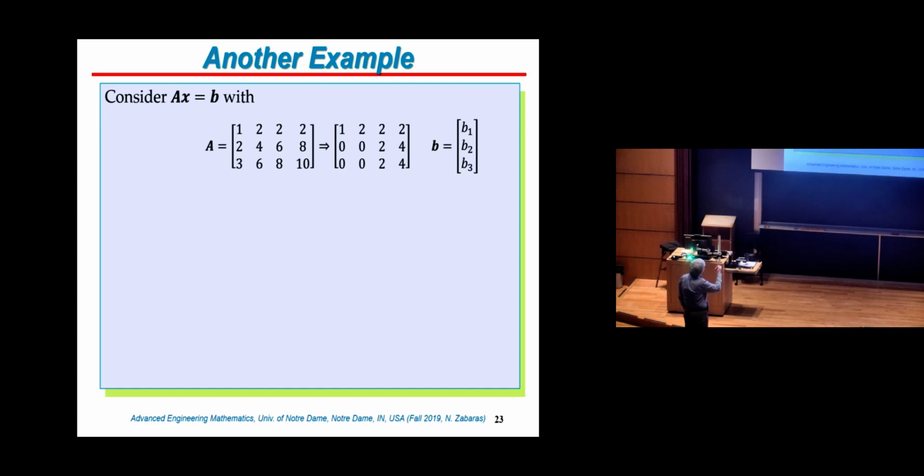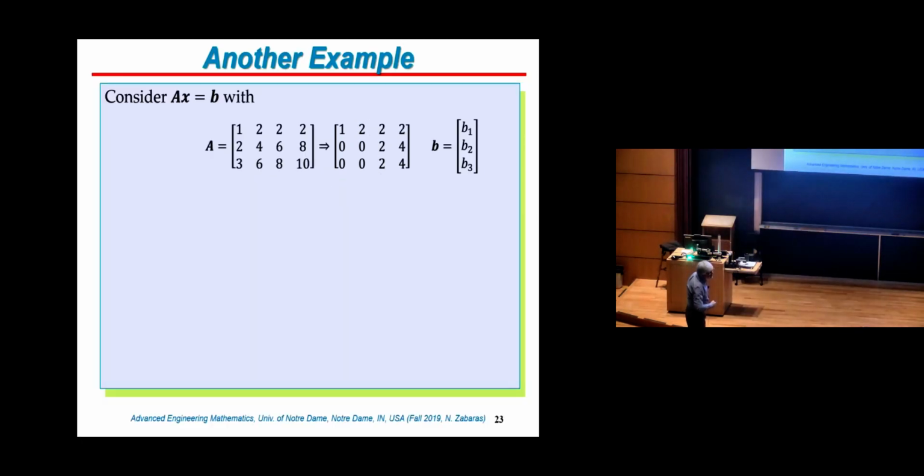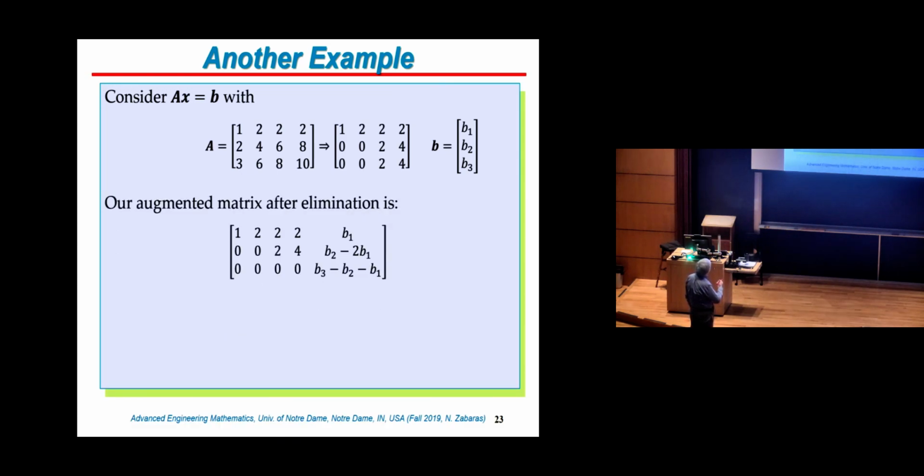So AX equal B, this is my A, all right, is 3 by 4, okay? So I trust that you'll be able to do elimination. How many pivot variables do we get in this problem?